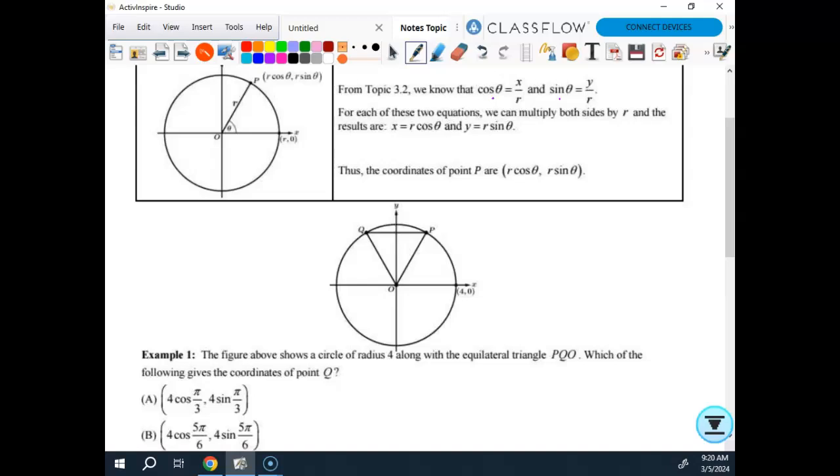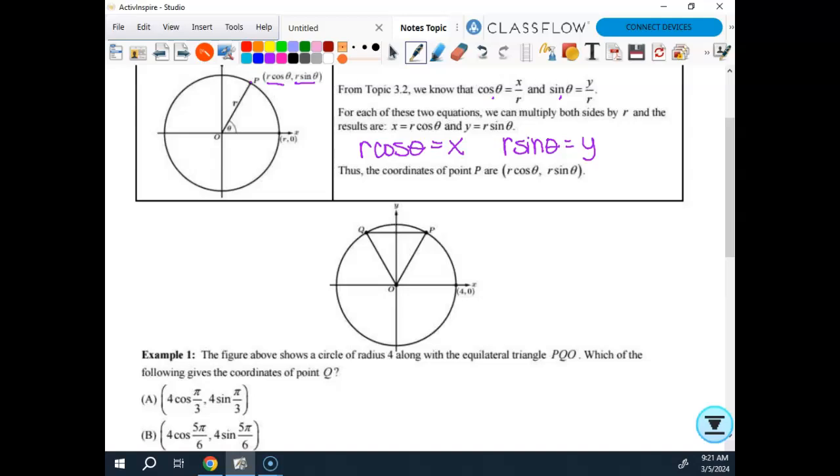But if I want to actually solve for x here, I can multiply both sides by r and get r cosine theta equals x. For this one, I multiply both sides by r, and I get r sine theta, and that equals y. Okay? So that's why on this circle, for this ordered pair, instead of it just saying cosine theta, sine theta, it says r cosine theta, r sine theta.